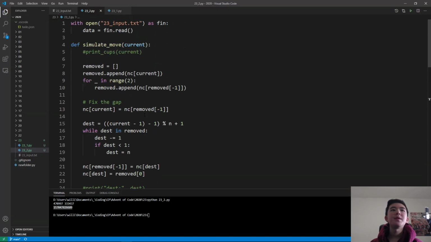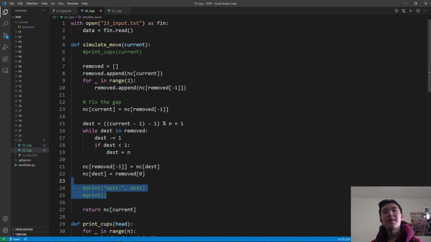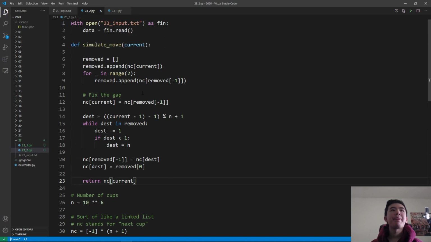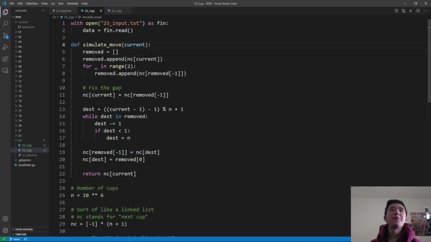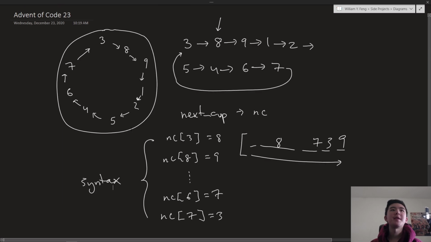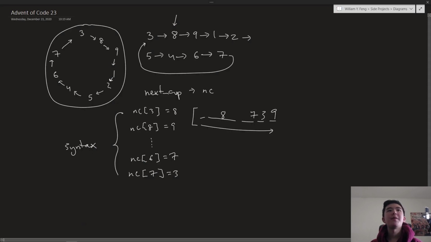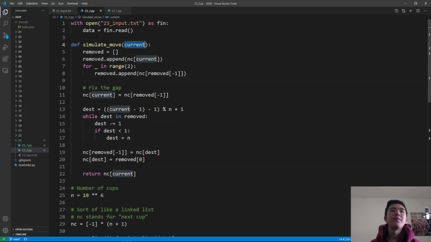All right, so it's basically the same thing as before. So I'm going to get rid of all these useless print statements because we don't actually need them. Okay, so we're still going to need to simulate a move, but this time we don't take in the order of the cups because that would take too long. That would be too slow. We just take in the current cup. And the current cup, for example, in this example, starts out as 3. So this is current.